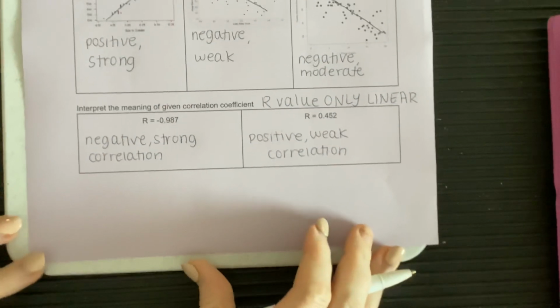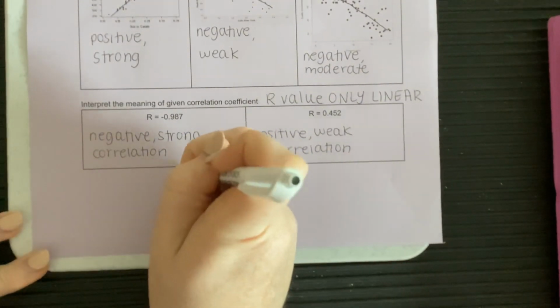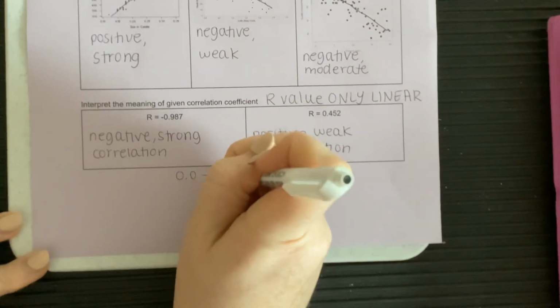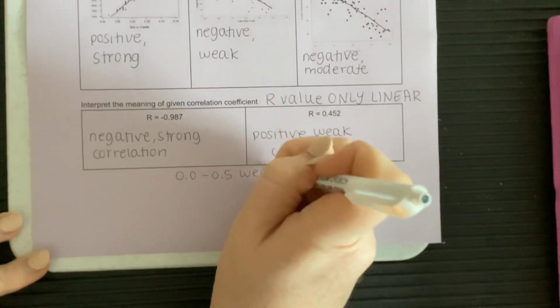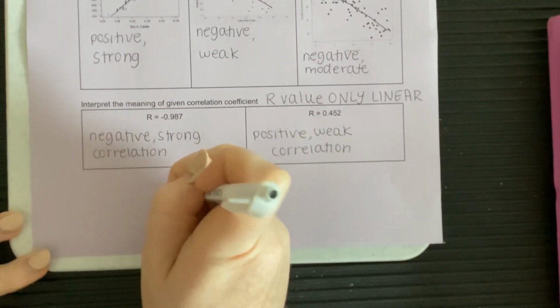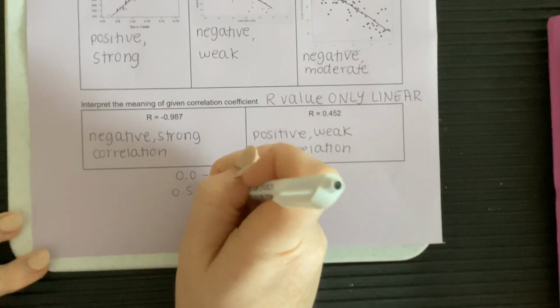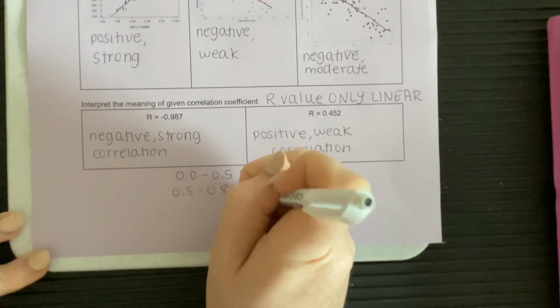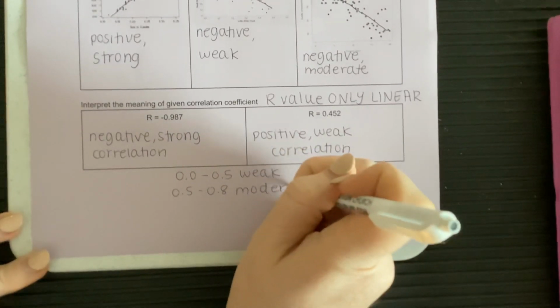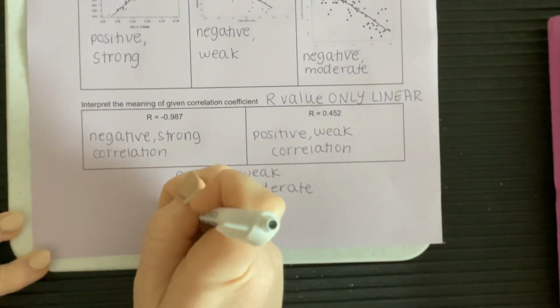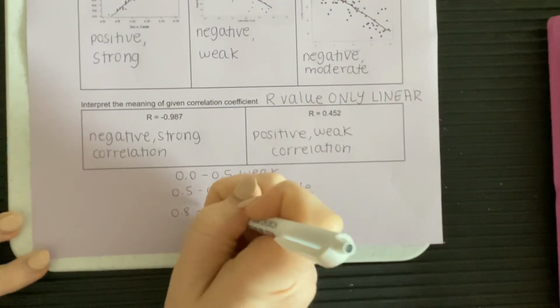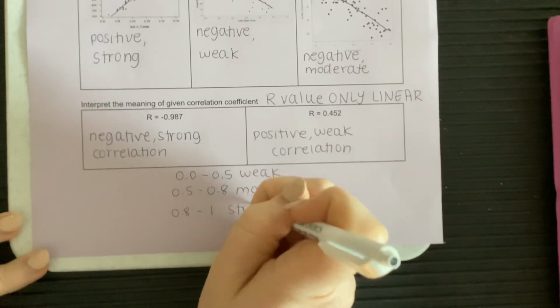So remember, when you're thinking anything from like 0.0 to 0.5, that's weak. Anything from like 0.5 to like 0.8 or 0.7, that's your moderate. And anything from 0.8 to 1, that's when you're into your strong. You want it to be strong.